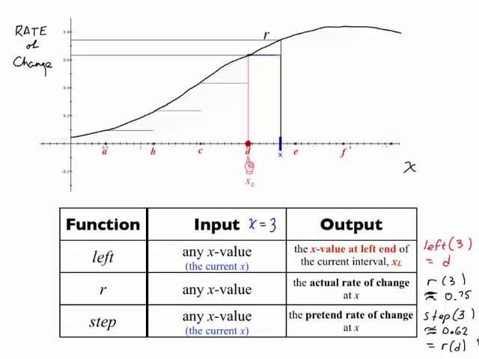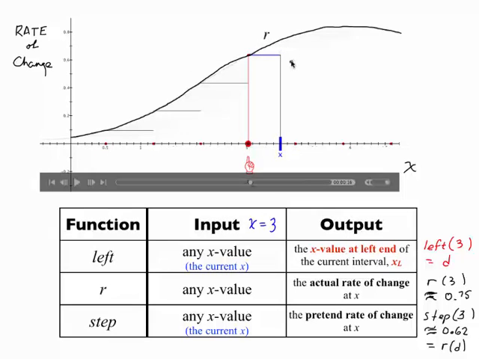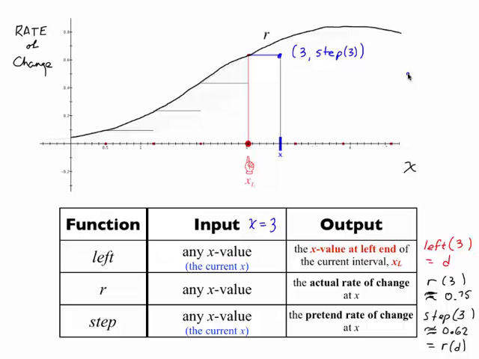How'd you do? Did you get them all right? Yep. Okay, so we really need to understand each of these functions individually. Now we see that these are acting together. So this point right here has coordinates 3, step of 3, right? That's our approximate or pretend rate of change when x equals 3.